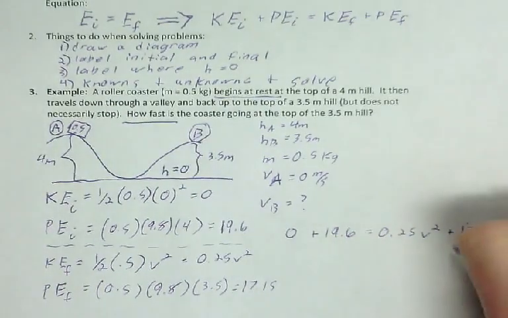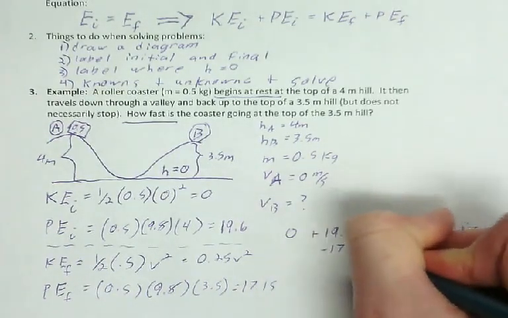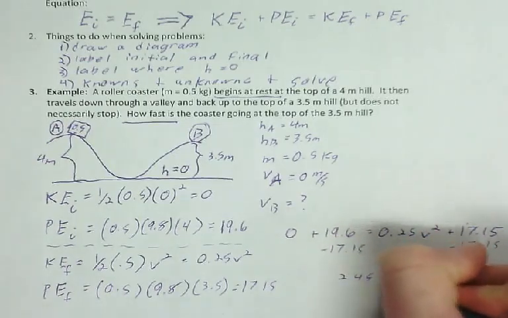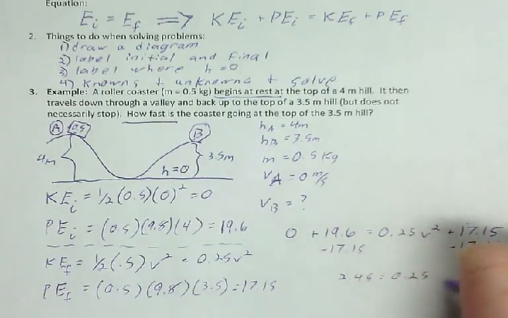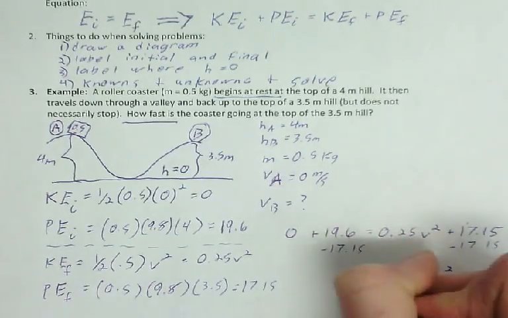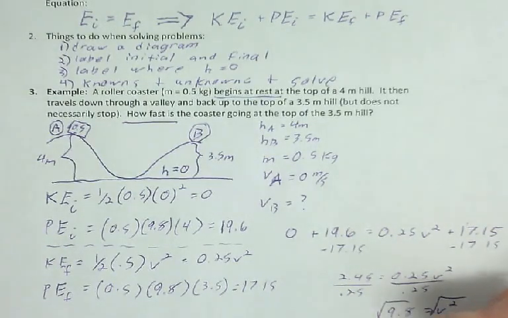So we subtract the 17.15 from both sides. Gives me 2.45 equals 0.25 V squared. I'm going to divide both sides by 0.25. Gives me 9.8 equals V squared. I'm going to square root 9.8 to get V by itself. And I get V equals 3.13 meters per second.